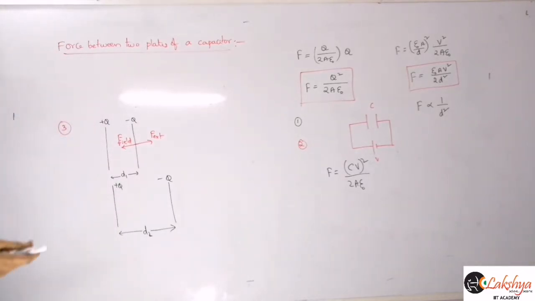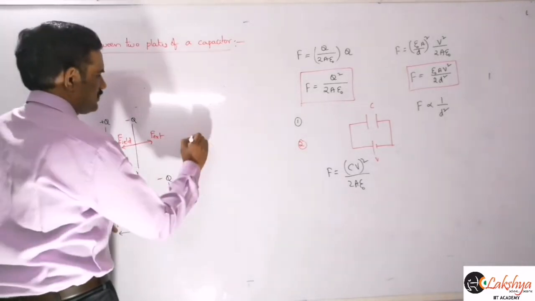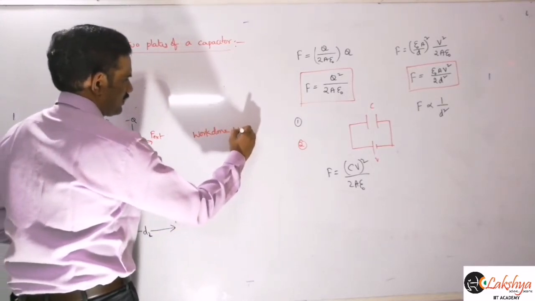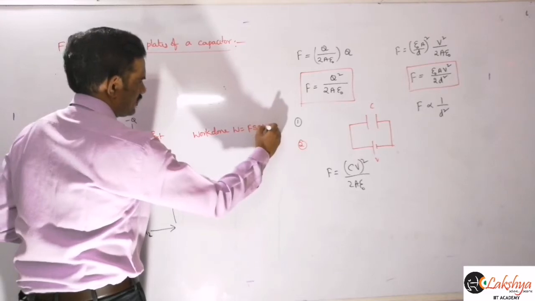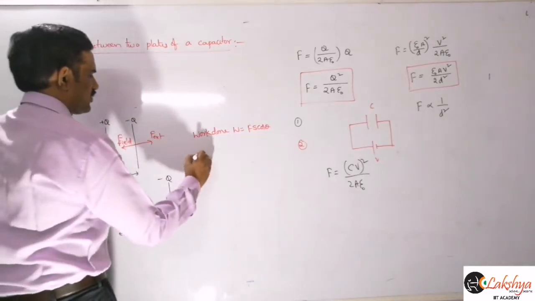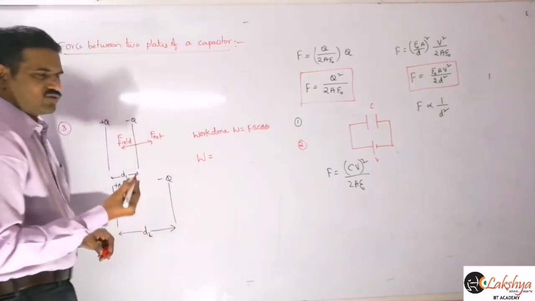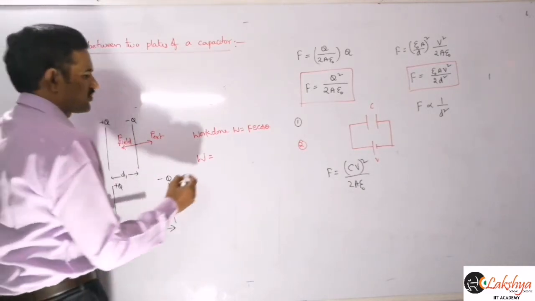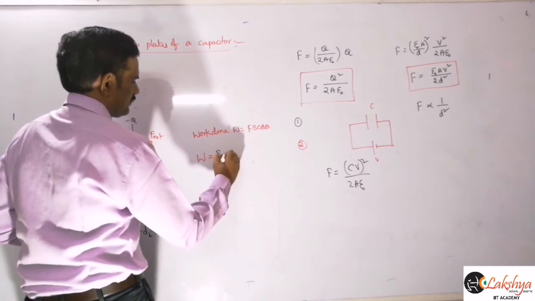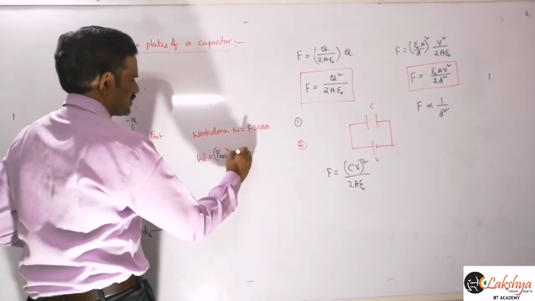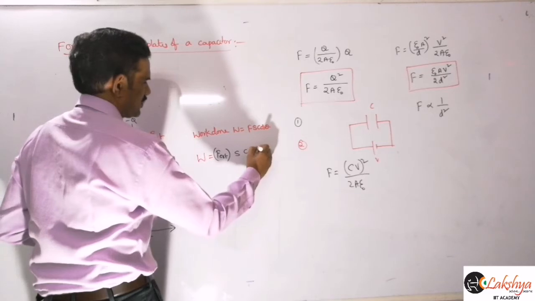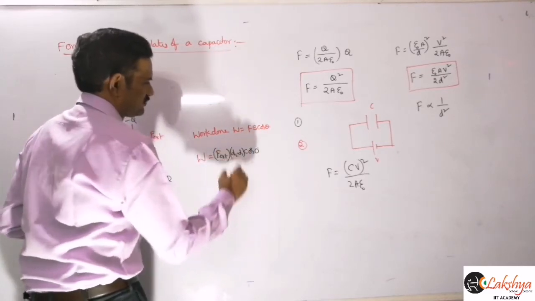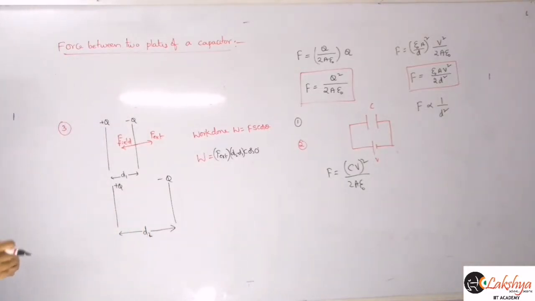When force remains constant, I can write this work done as W = Fs cos θ. Work done here means the work done by the external force only. So the work done by the external force is equal to the external force into the displacement into cos 0, and this displacement I can write as d2 minus d1. So that is an expression for this work done.